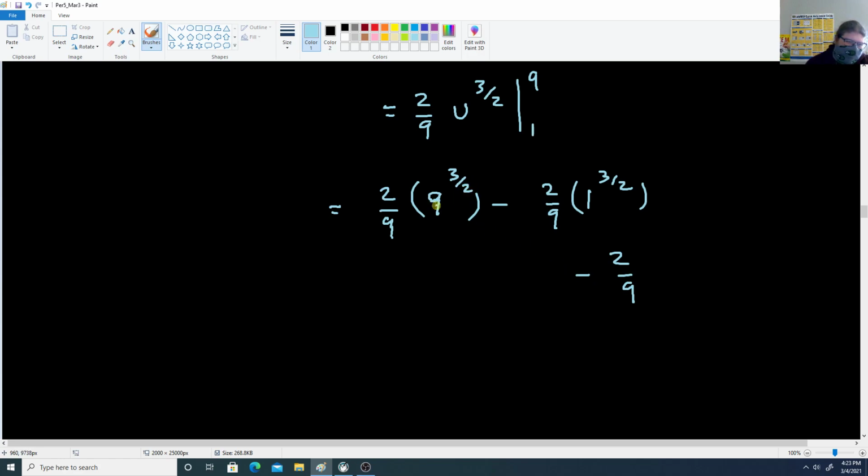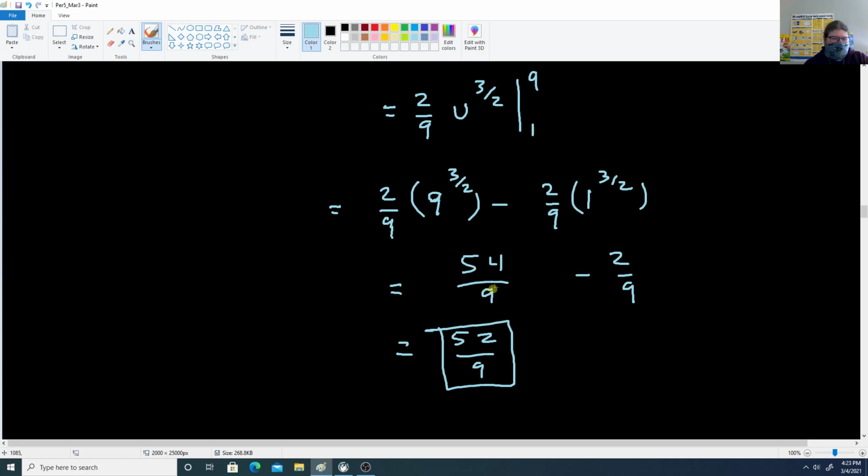For the first term, take the square root of 9, which is 3, and 3 cubed is 27. So I have 27 times 2, which is 54, so I have 54 over 9 there. Actually, let's do it this way: this is already in terms of ninths. So 54/9 take away 2/9 is 52/9.